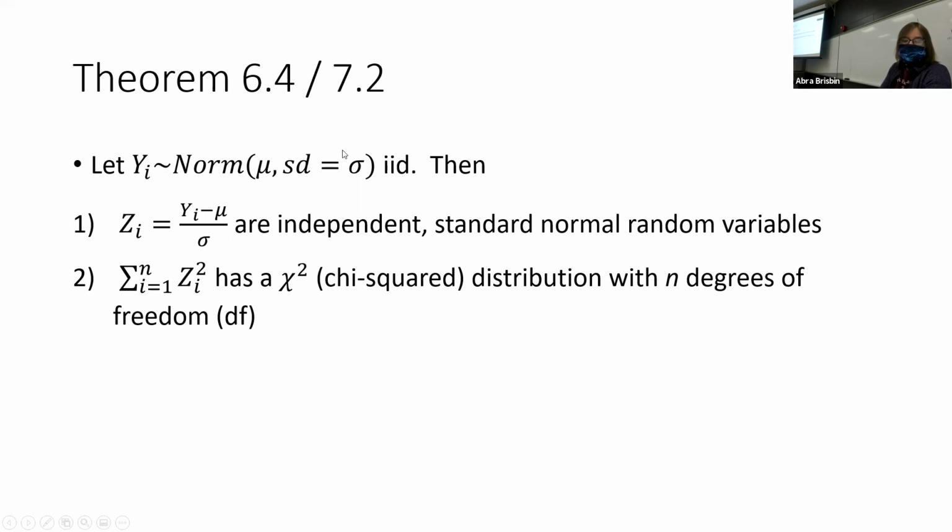So this is the same thing that we've been doing whenever we use the normal probability table to compute probabilities for a normal distribution. So we start by converting Y sub i into a standard normal. And then this is just saying, say we start with the Y sub i's being independent. If all we do to them is subtract the mean and divide by the standard deviation, they stay independent. So this part 1 is familiar to us.